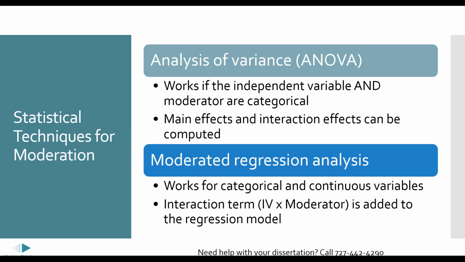Another way is through moderated regression analysis. So a regression analysis would work for both categorical and continuous variables. So a moderated regression would kind of serve as a general purpose approach to moderation. And in this case, for the regression, you would just calculate an interaction term that you would add to your model. And that interaction term is just a simple multiplication of the values for the independent variable and the moderator.